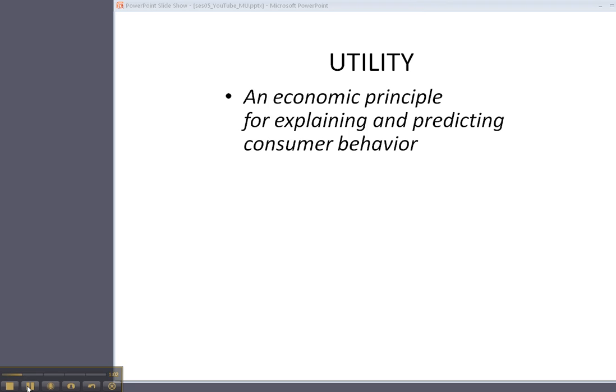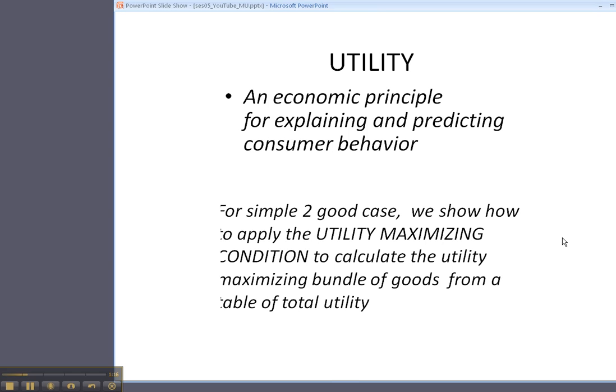All right, let's take a step back. Utility, what is that? Well, it's the economic principle for explaining and predicting consumer behavior. The next thing we need is the utility maximizing condition. And so we apply that condition to this two good case, and we're able to determine the answer to this problem, or what's the best bundle of goods.